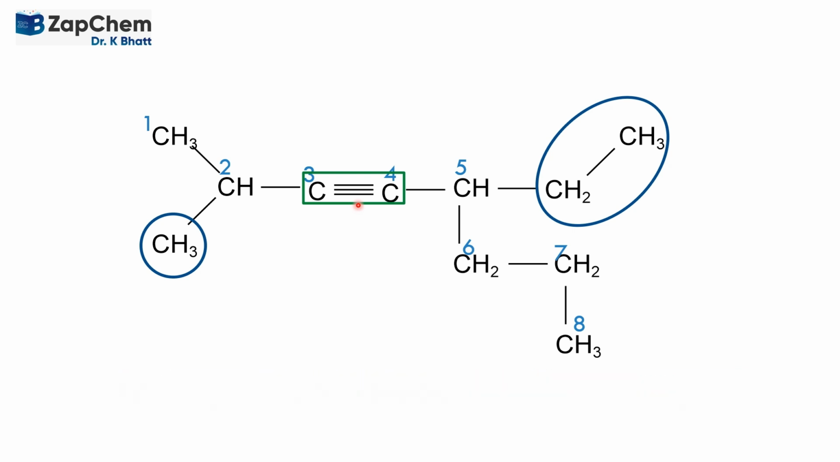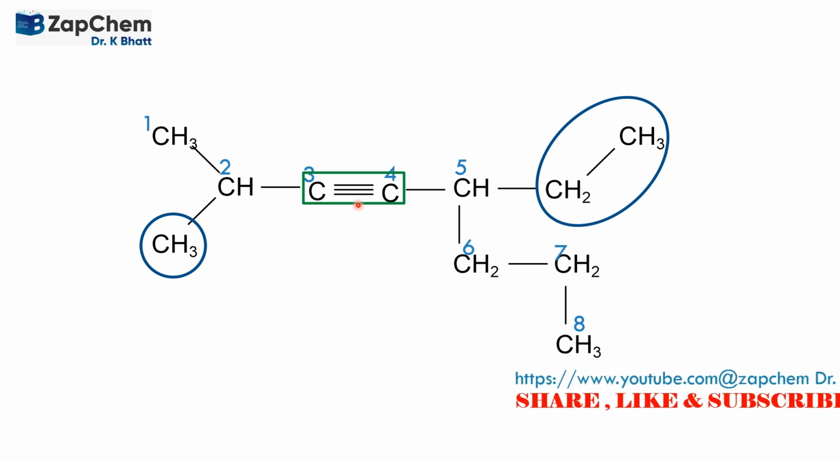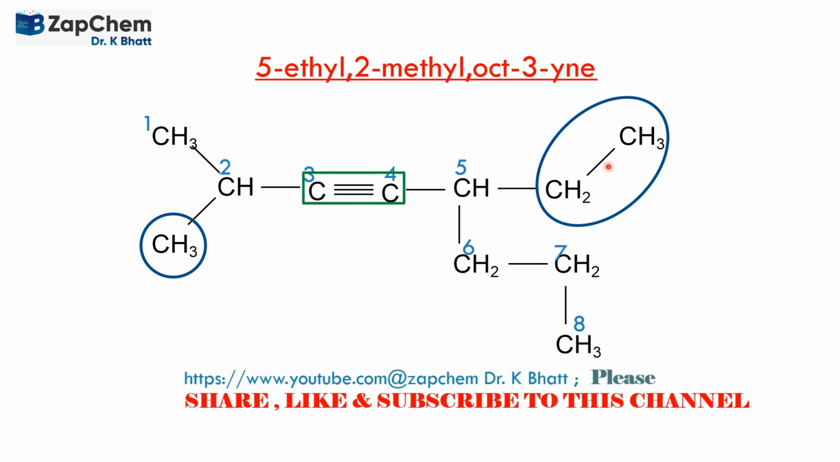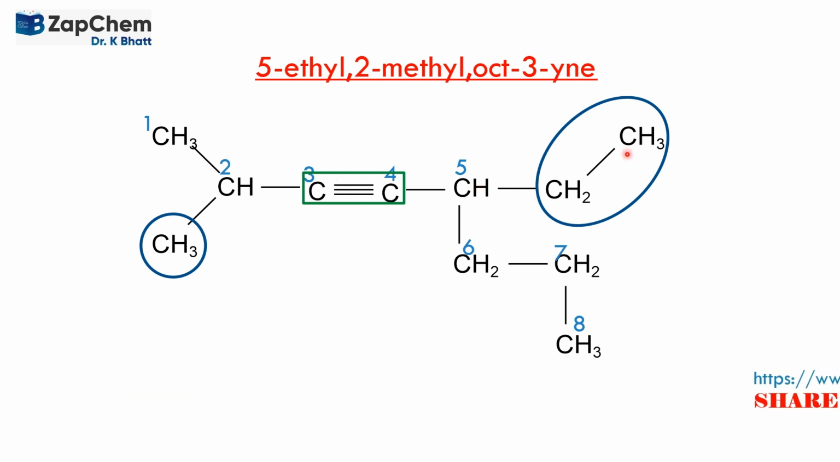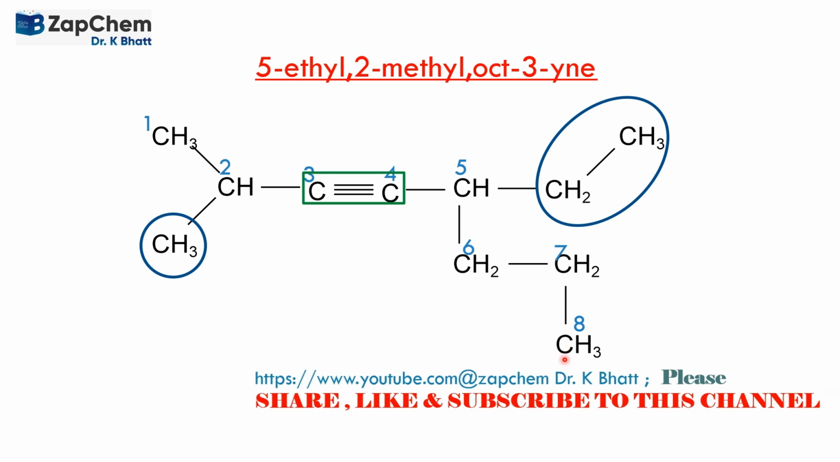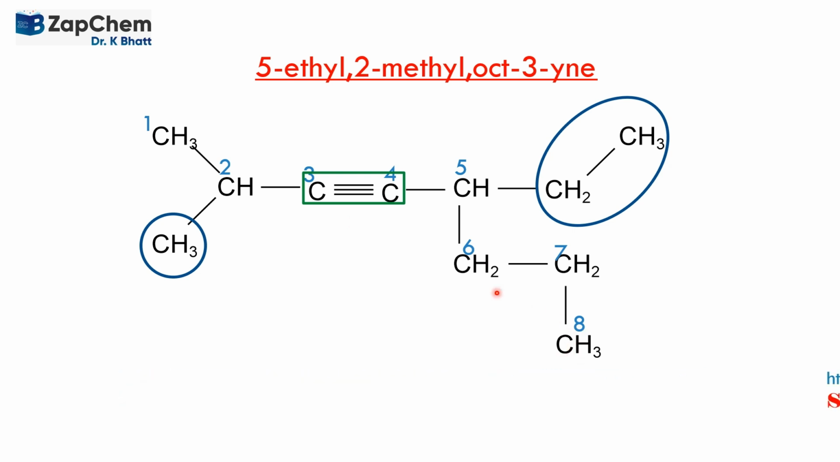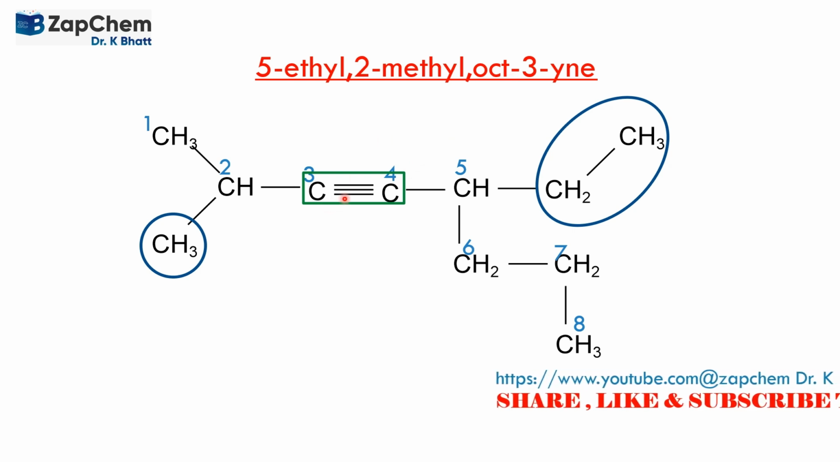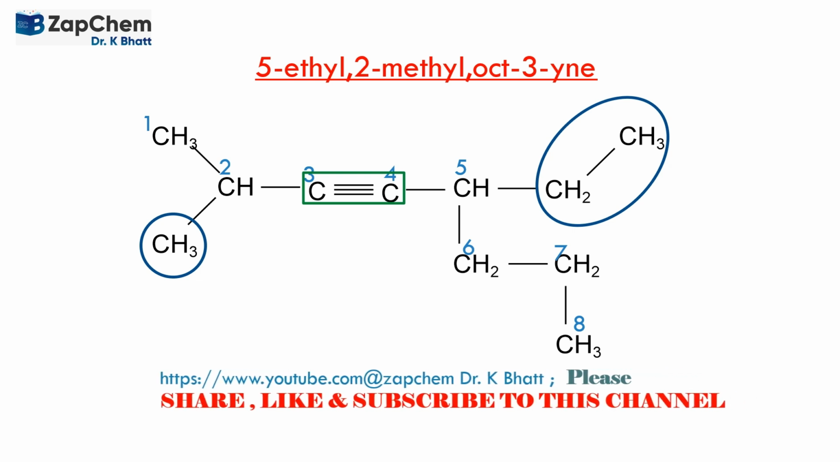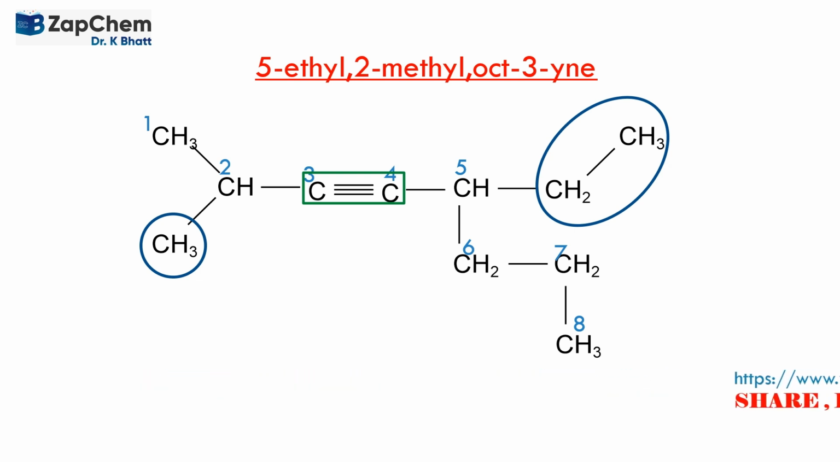We know that the triple bond is named as yne, Y-N-E. So the name of this compound will be 5-ethyl-2-methyl-oct, because 8 carbon atoms are there in the longest chain, and 3-yne, because the triple bond starts with the carbon numbered 3, therefore it is 3-yne.